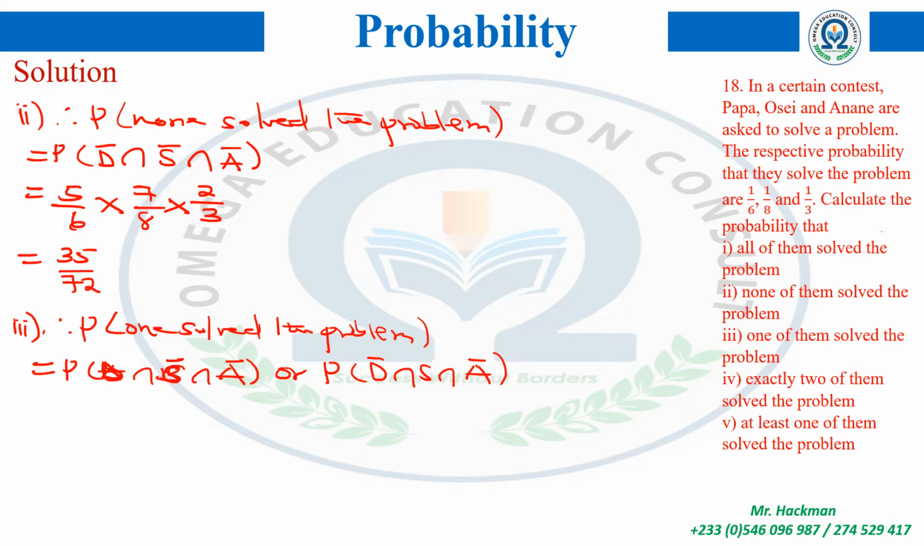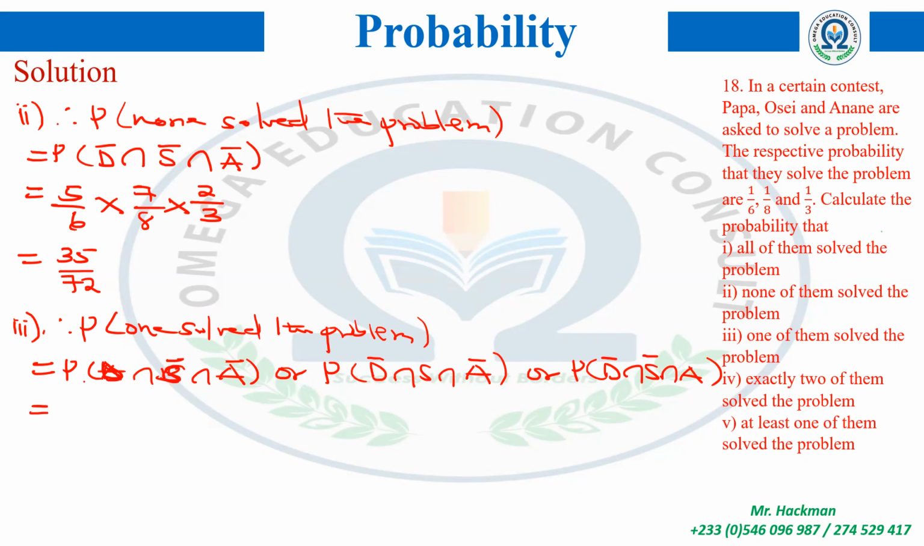Yes, please. Or the last one, which will be P. Again, you do your D intersection S intersection A. This time round, who is able to solve? Anani. So the complement should be on D and on S. Now you've catered for all your possibilities, so your work becomes trivial. All the intersections will change to multiplication, and all the or will change to addition.